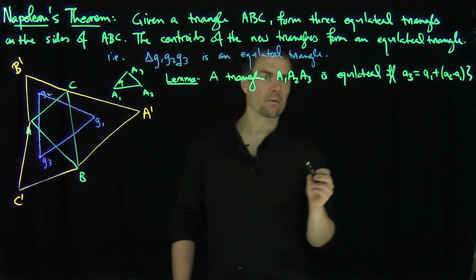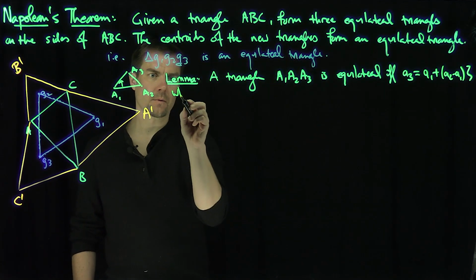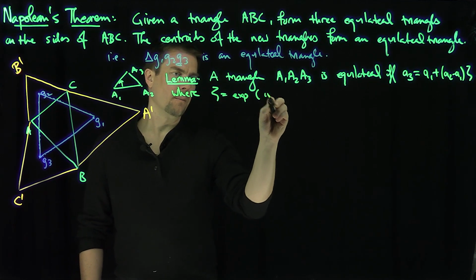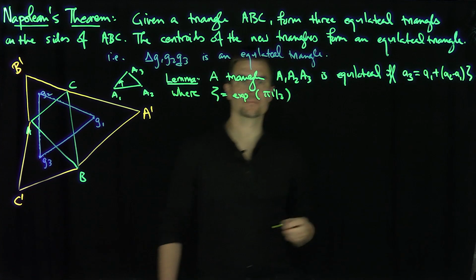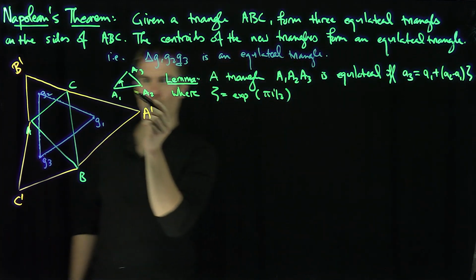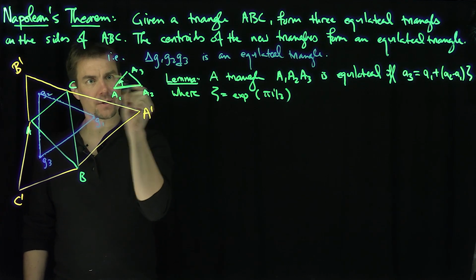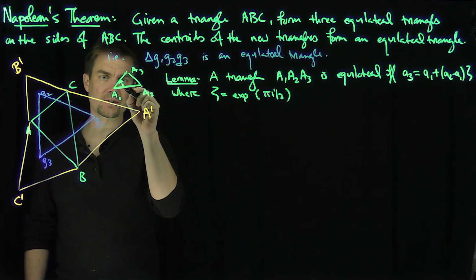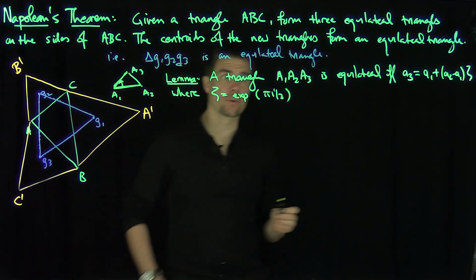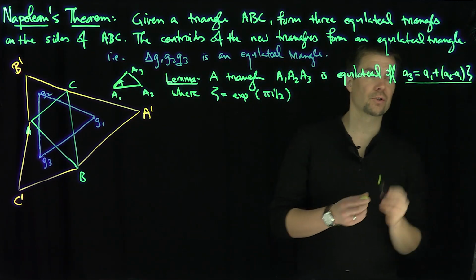And what is zeta over here? Zeta is the exponential of pi i over 3. Excellent. That's a trivial definition, because if I rotate one side length 60 degrees to the other one, that automatically proves that this is a 60-degree angle and that those two side lengths are the same. So you're equilateral if and only if this condition is true.